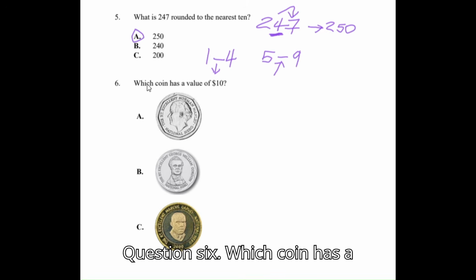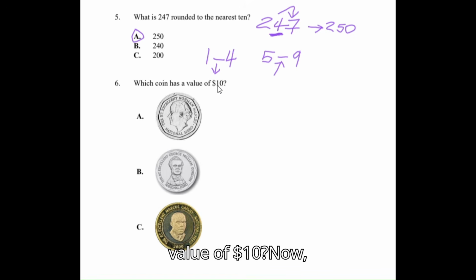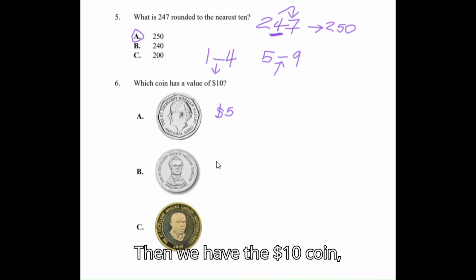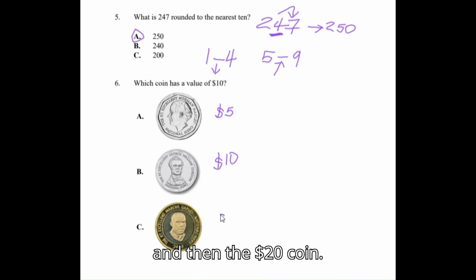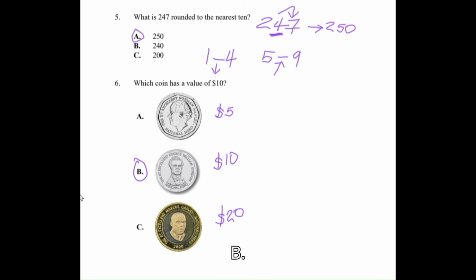Question 6. Which coin has a value of $10? Now, here we have the $5 coin, then we have the $10 coin, and then the $20 coin. So our answer is option B.